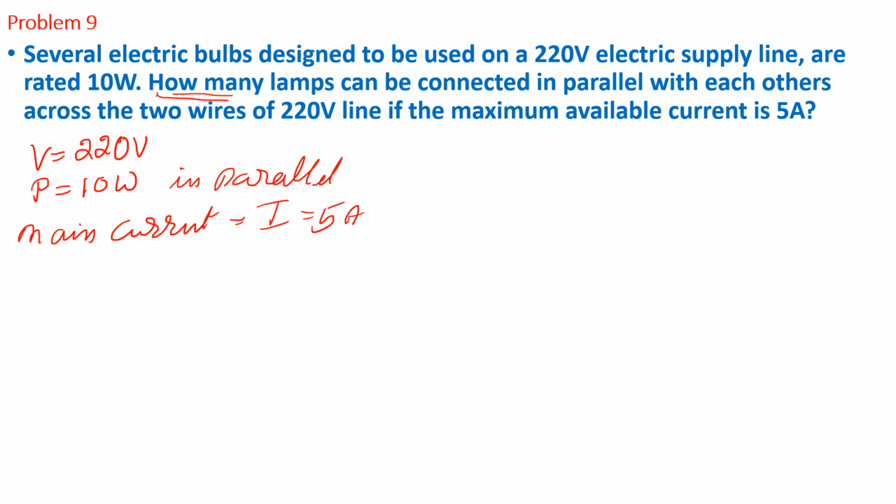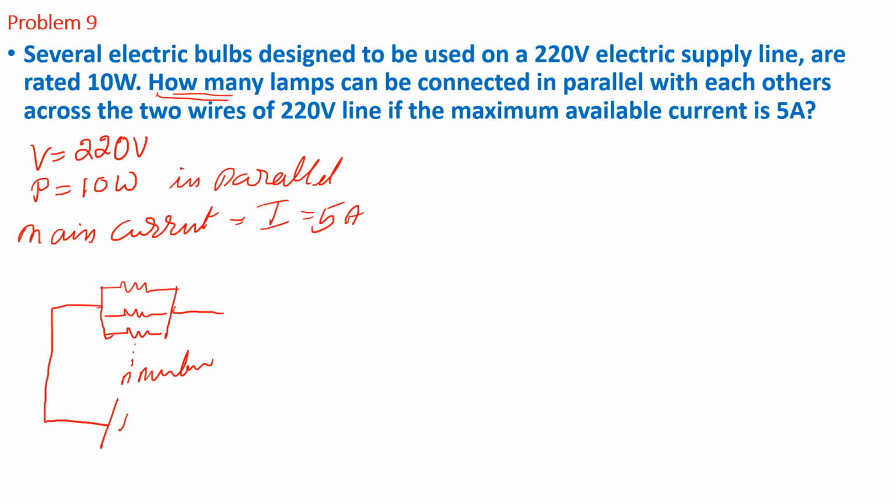So let us draw the diagram for this. Let us assume that there is a bulb. So there are n number of bulbs which are connected in parallel. Let us assume a bulb has some resistance. This is one bulb, this is one more bulb, this is one more bulb. Like that, N number of bulbs are connected in parallel like this.